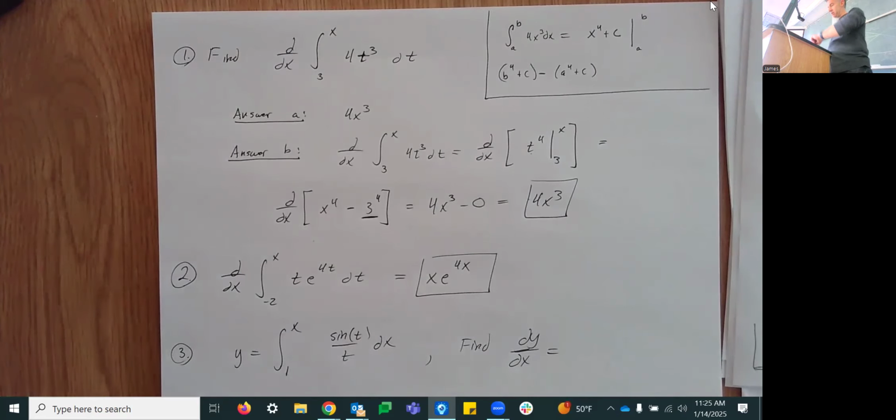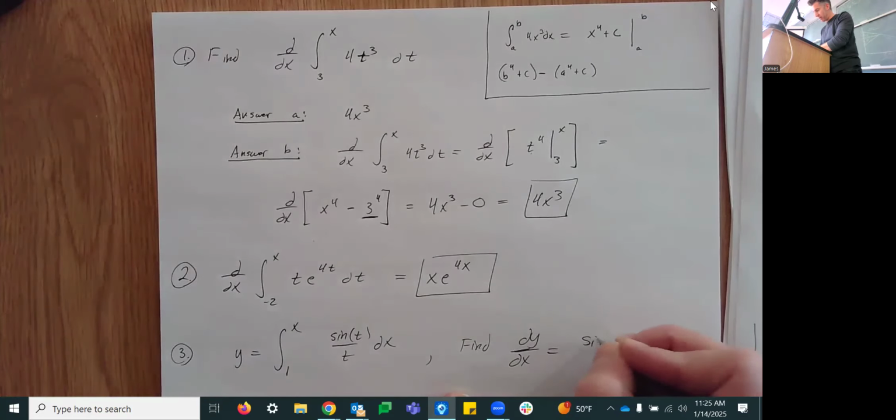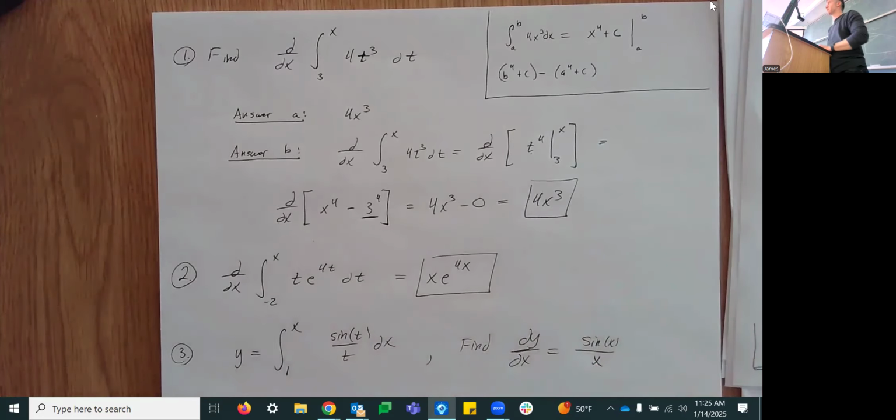It's been more than 10 seconds. Here's the answer. dy dx is sine of x divided by x. This function, I believe, also is famously not antidifferentiable.